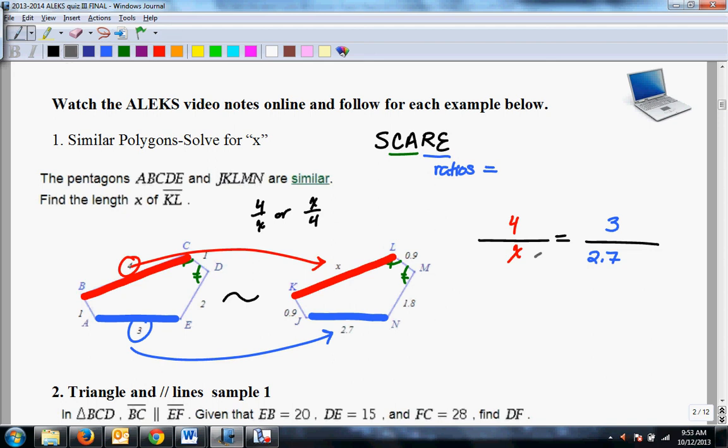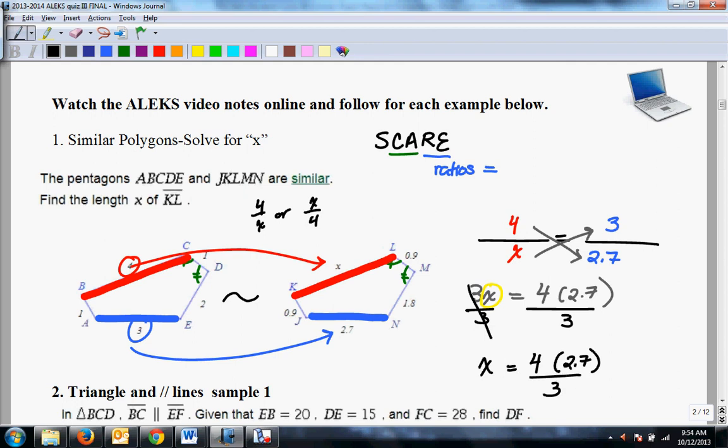From here you cross multiply. And you want to get in the habit of not touching a calculator until x is by itself. So we're going to circle x. Your goal is to get x by itself and then pick up a calculator. Let me show you what I mean. To get x by itself here, you divide by 3, obviously. So now we have x equals 4 times 2.7 divided by 3. X is now by itself.